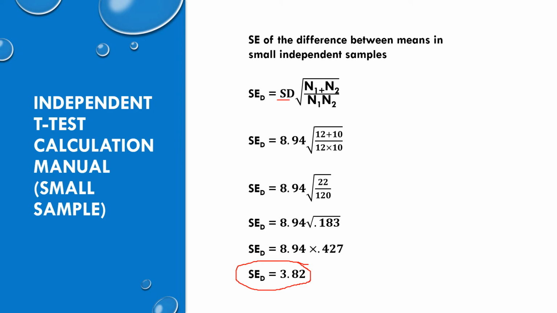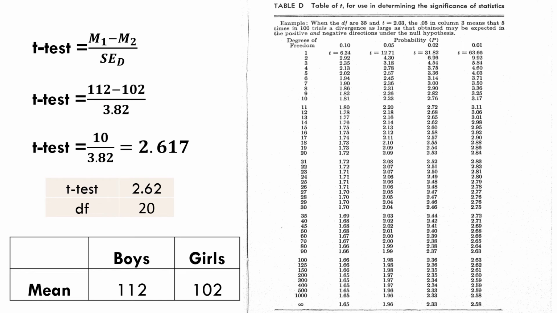3.82. After calculating the standard error of difference, we use the basic formula for t, the simplest formula: mean 1 minus mean 2 divided by the standard error of difference. The only difference between small and large samples is in the calculation of the standard error of difference. Mean 1 is 112. Generally we take the larger value as mean 1, otherwise the answer comes out negative; we are not considering the negative and positive sign. So mean 1 is 112 minus 102, divided by 3.82.